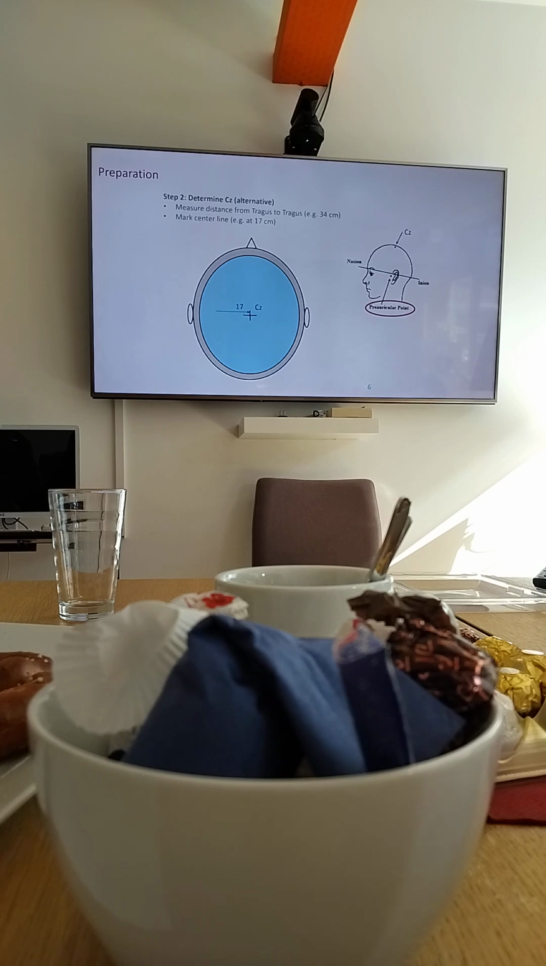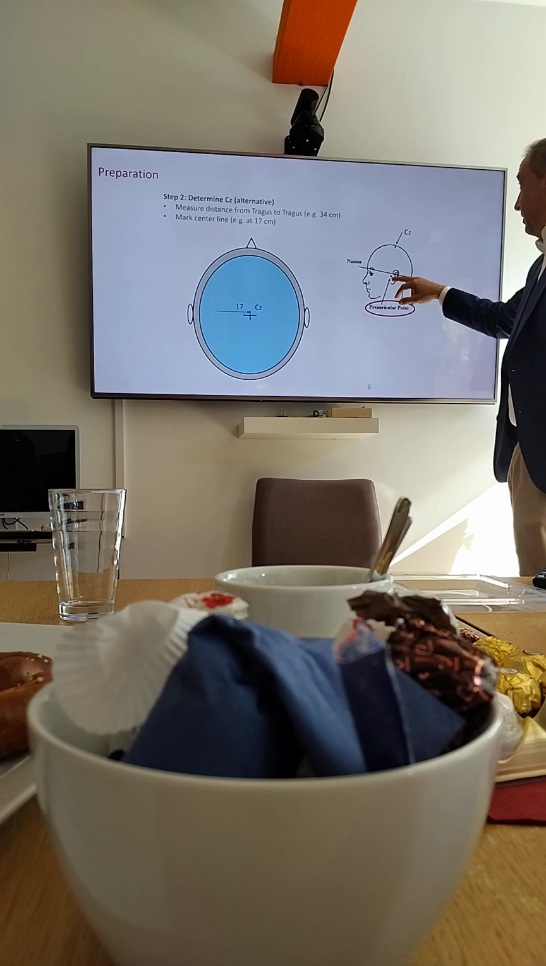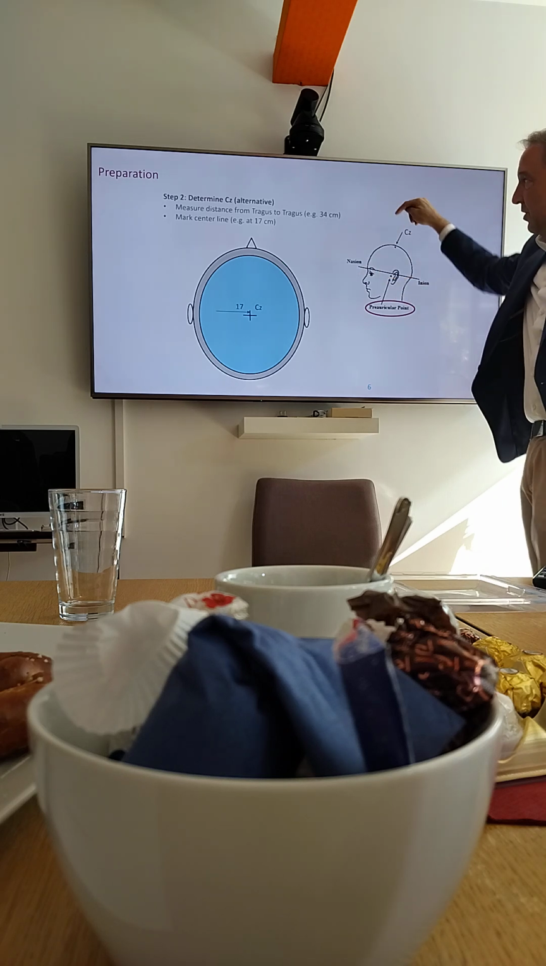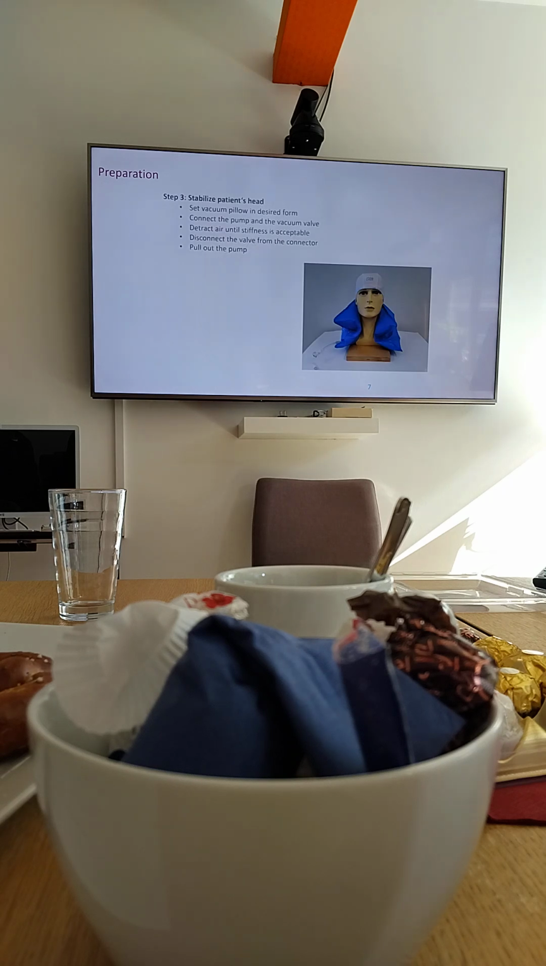So then the last thing which you also measure: tragus to tragus, an easy way to say it. This point is the tragus. Tragus to tragus, nasion to inion, and then you have the vertex. And you measure one more thing.